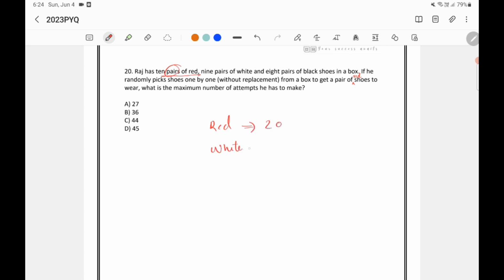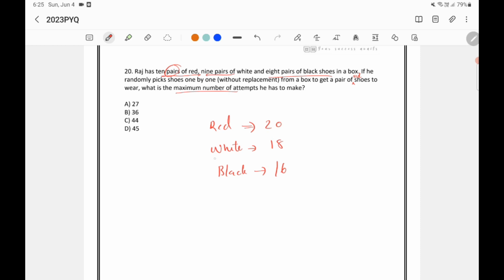White, a total of 9 pairs, that means 18 white. And 8 pairs of black, that means a total of 16 black shoes. Now he is randomly picking one by one, and he needs to get red shoes to wear. So what is the maximum number of attempts he has to make? Maximum. Just like the first question, let us assume that he picks the shoes one by one.